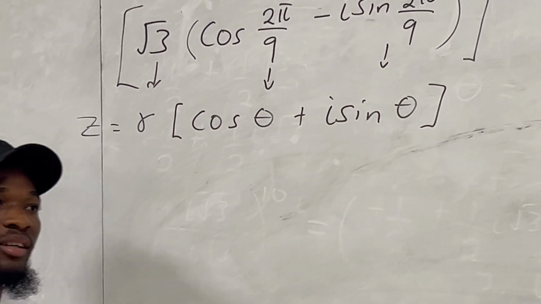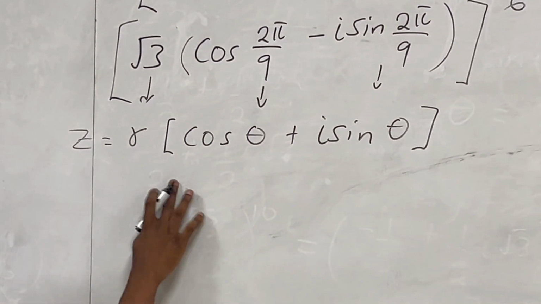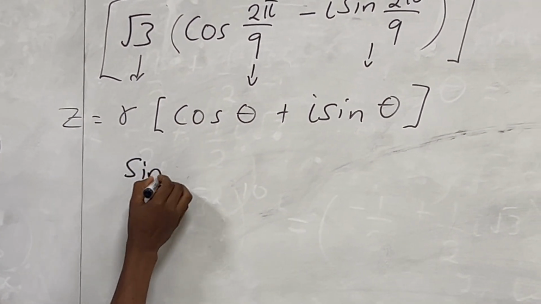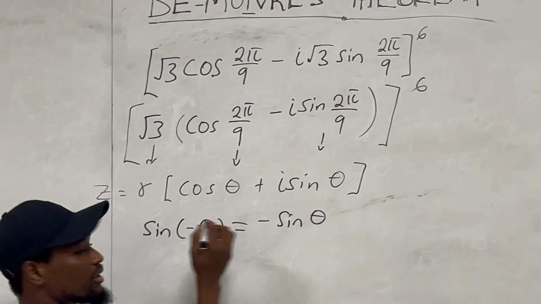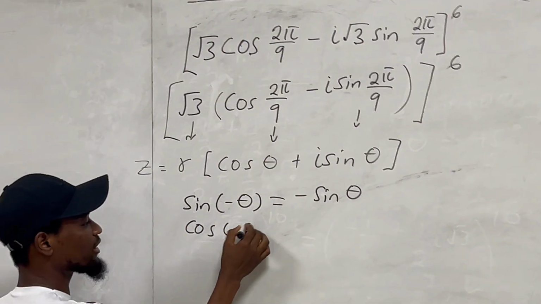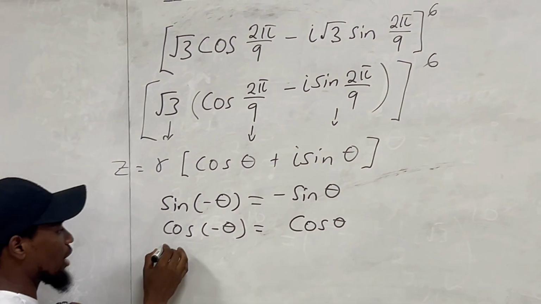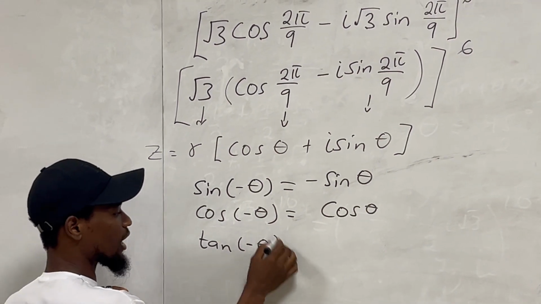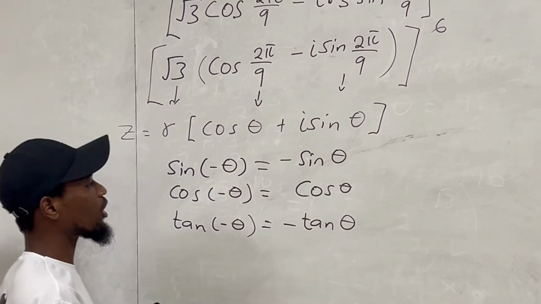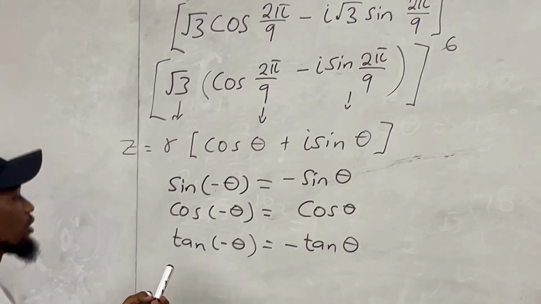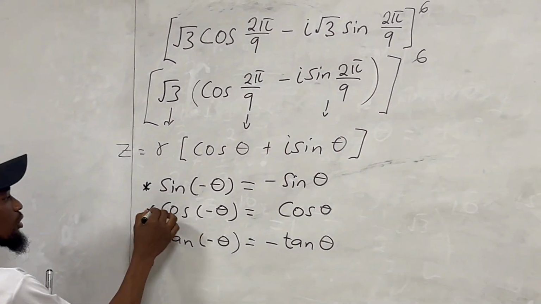So we are going to employ negative angles from the idea of trigonometry. So for negative angle, when we have sine of negative theta, it gives negative sine theta. When we have cos of negative theta, it gives positive cos theta. When we have tan of negative theta, we have negative tan theta. So we are going to incorporate this into this. So here we have cos and sine. So we are going to focus on these two, cos and sine.